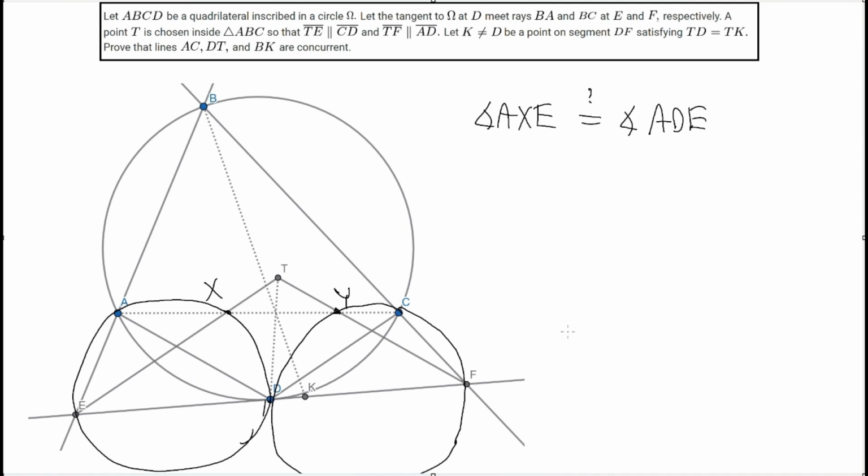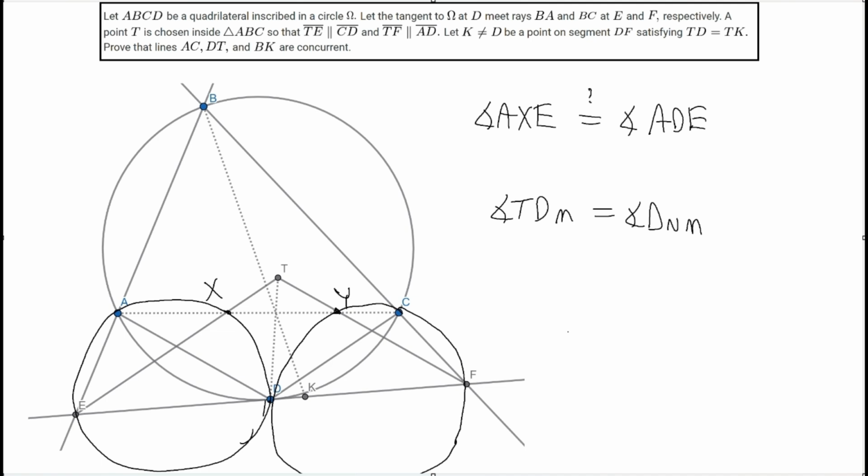So let's see how to prove they're tangent. If we prove that TD is tangent to this circle, then we're set. So we want to prove that the directed angle between TD and some point M is equal to the directed angle between D and some point N and some point M, where M and N are points on the circle to be chosen. So what could be good options?